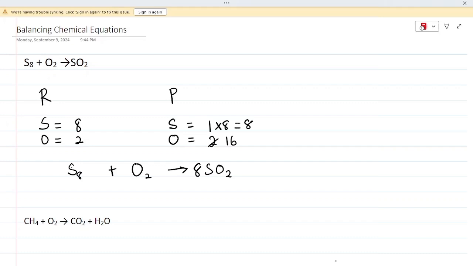However, on the reactant side, oxygen still remains 2. So now we have to make 2 become 16. How do we do that? We multiply by 8. So now what did I do? I multiplied oxygen on the reactant side by 8. So I simply go to where I have oxygen on the reactant side and I put an 8 there. Now if you check through, this reaction is balanced. Moving on to the second example.